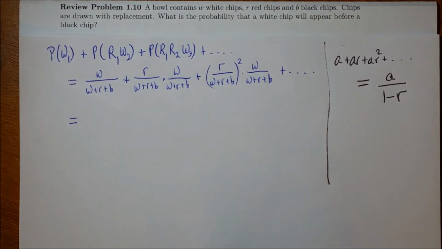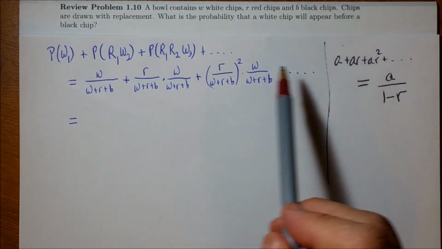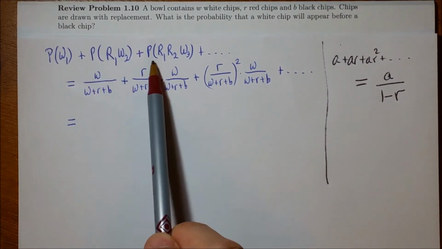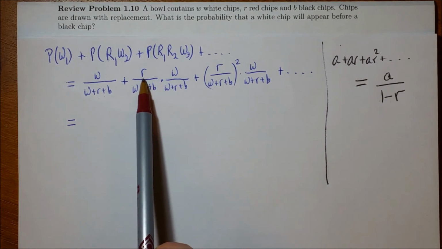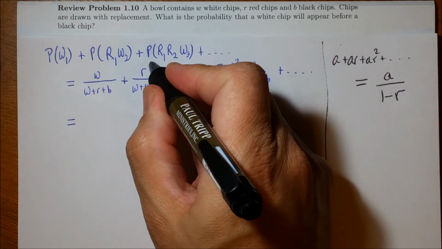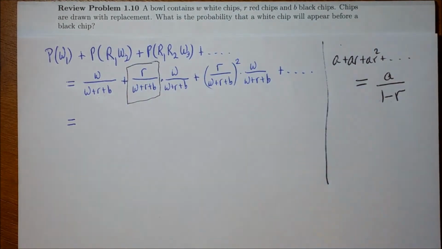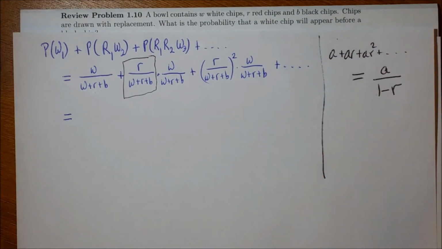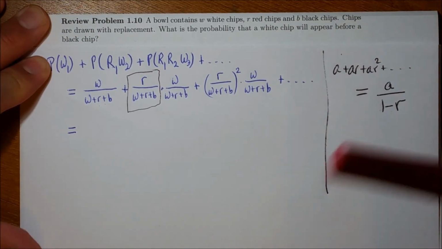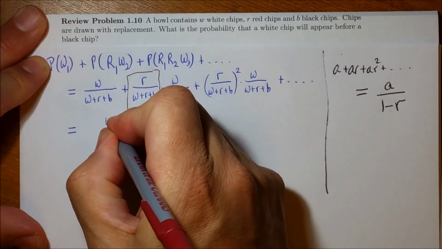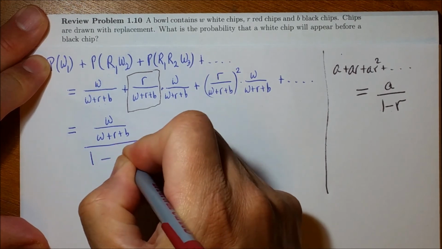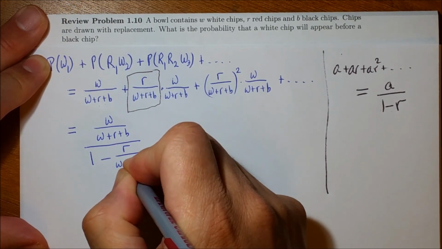So applying the formula here, why do I know this formula applies? Because the first term here is clear, and then each successive term I am multiplying by an extra R over W plus R plus B. So this is the R in the formula. Okay, so applying the formula, we have the first term, W over W plus R plus B, over 1 minus the common ratio, R over W plus R plus B.